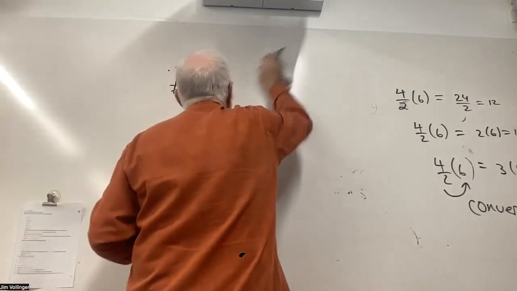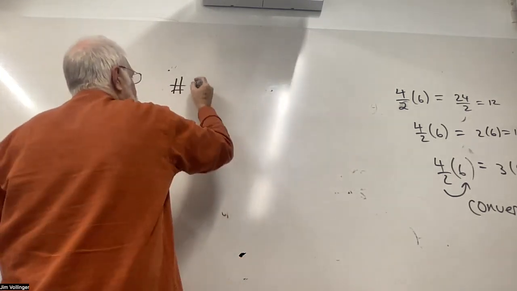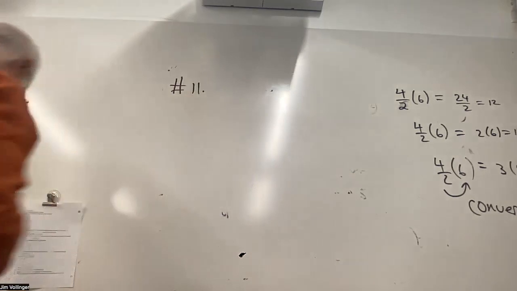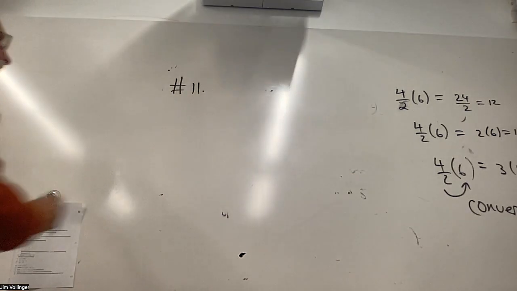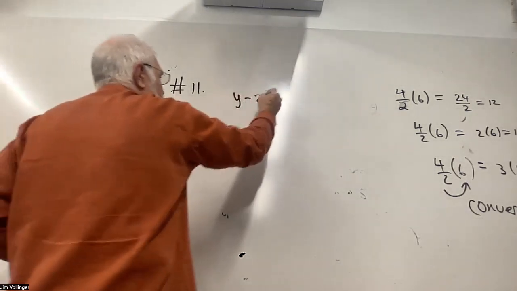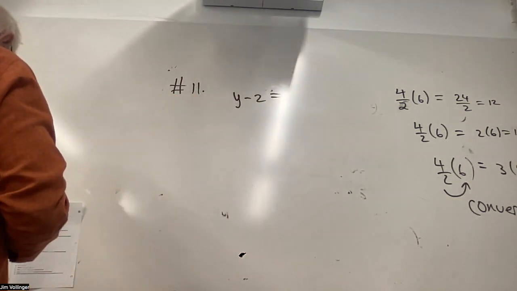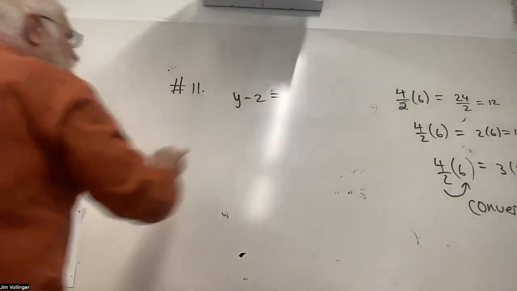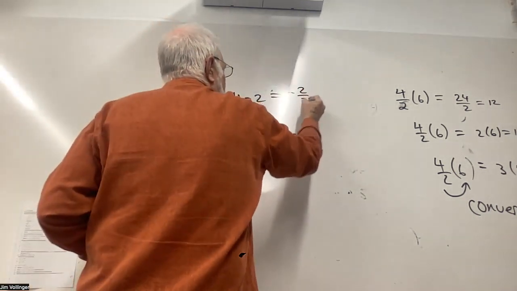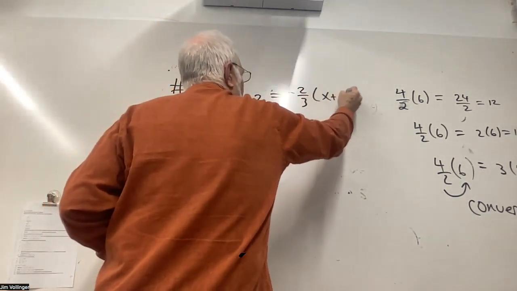Oops, I did it again. We're on number 11. Number 11, sketch, another sketch. This time it's y minus 2 equals minus 2/3 x plus 4. Minus 2/3 parentheses x plus 4.